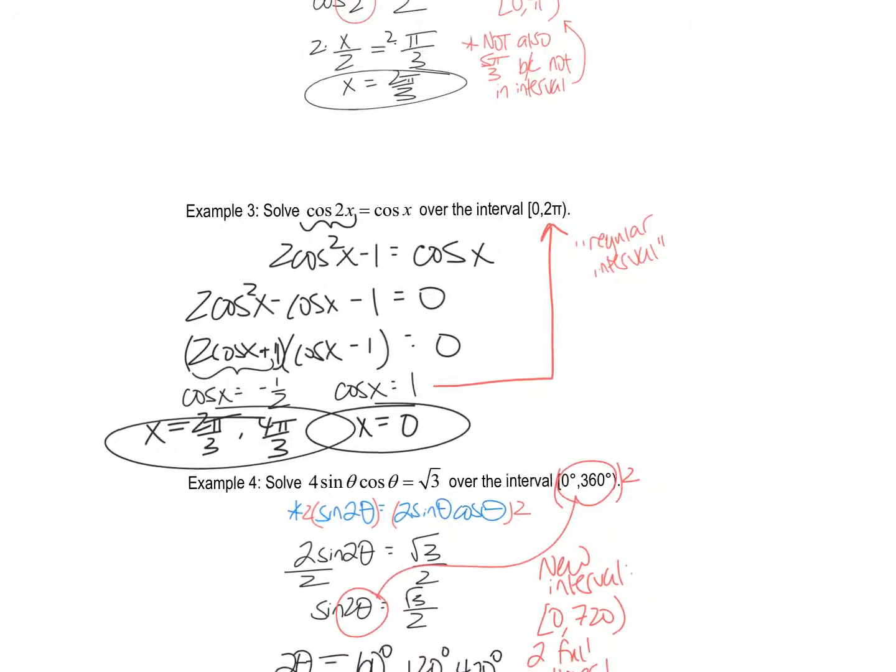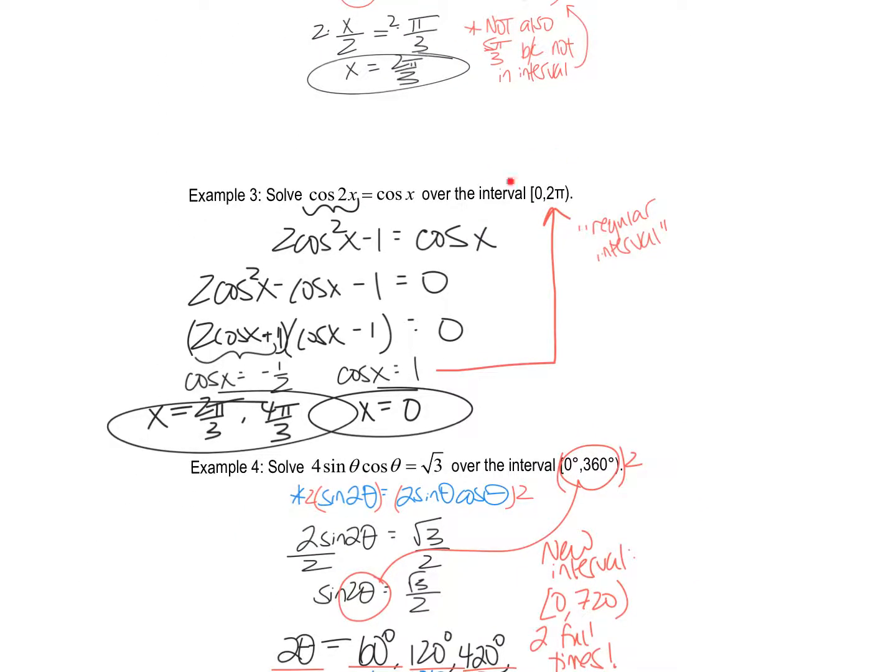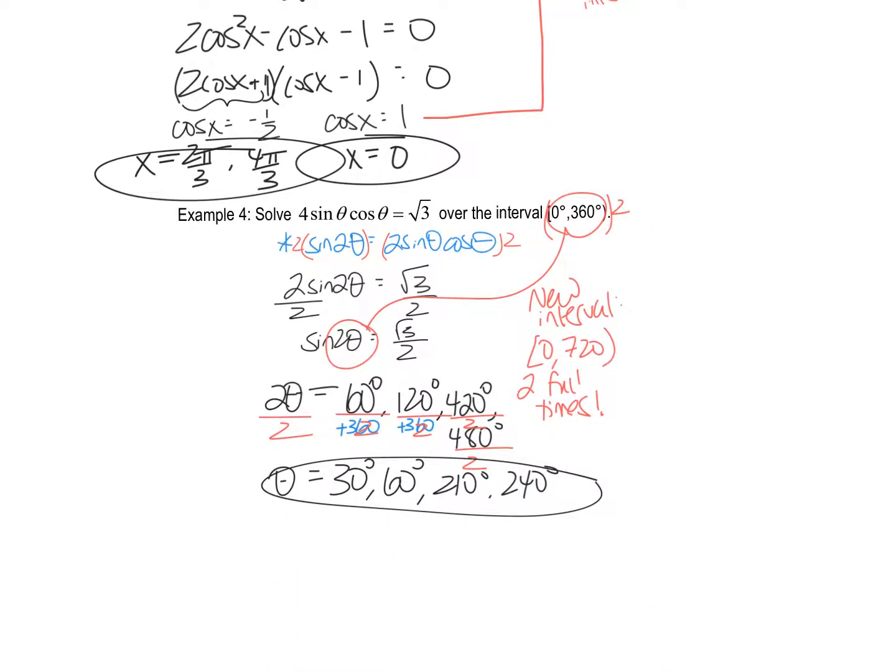When I got down to this one, I didn't have to worry about doing anything to the interval, because once I was looking at the unit circle for this equation and this equation, these are just regular x's. So I did not have to manipulate my interval whatsoever. This last one was different. Once I was looking at my unit circle for answers, this isn't theta over 2, it's actually 2 theta. That meant that I had to multiply this interval by 2, which means my interval is 0 to 720. So I have to find all the answers here that go around the circle 2 times.